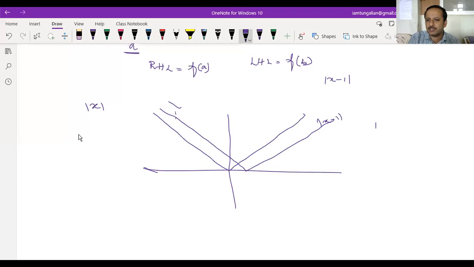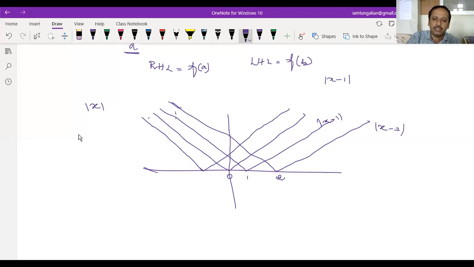That is also continuous. Mod x minus 2 would be here. It will touch the x-axis at 2. This is 0, 1, 2. And here if I draw, please don't mind, I'm very poor in drawing. Here we should not lift the pen. Without lifting the pen, we can draw. This graph is mod of x plus 1. Observe all these functions, they're all continuous functions.